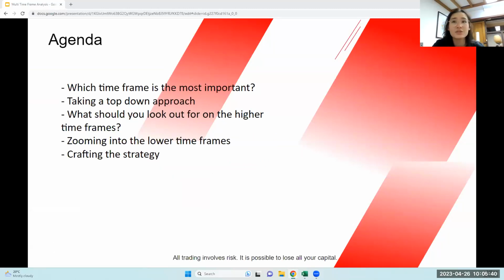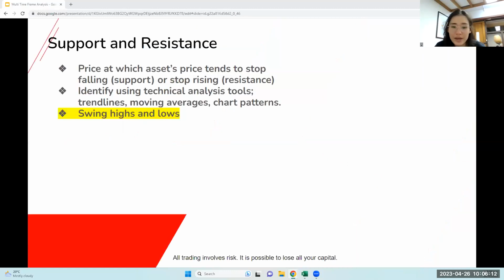Okay, so here's our agenda for today. So firstly, we're going to be looking at which time frame is the most important. We're going to be looking at how to take a top-down approach, which is crucial for whenever we're talking about multi-time frame analysis. Next, we're going to be looking at what you should look out for on the higher time frames. And then we're going to be zooming into the lower time frames and how we're going to craft your strategy.